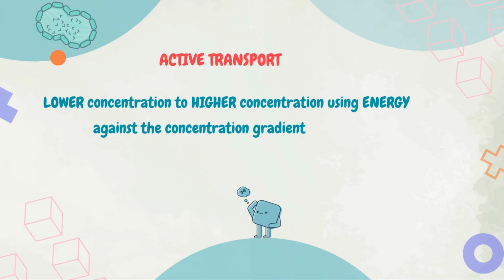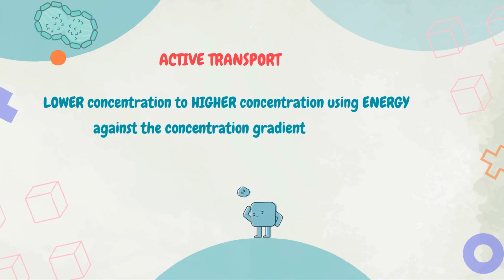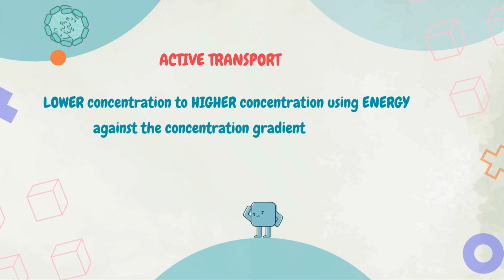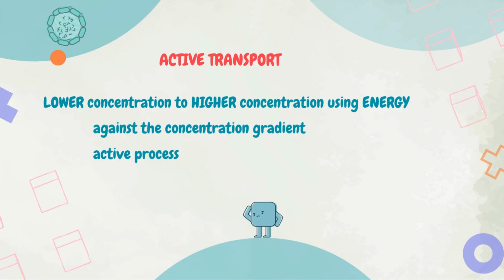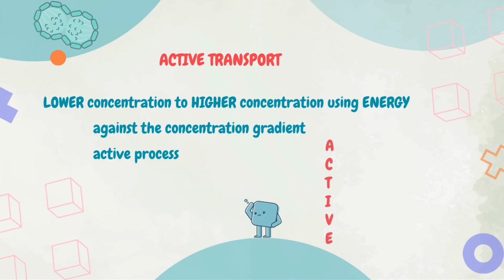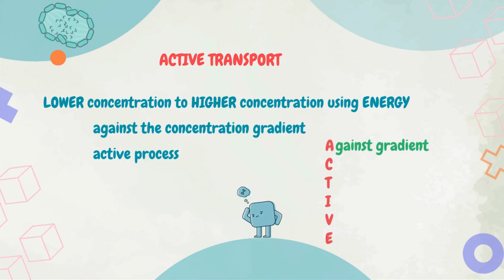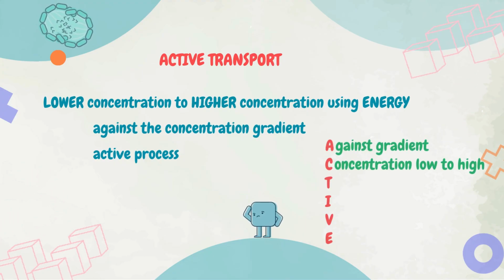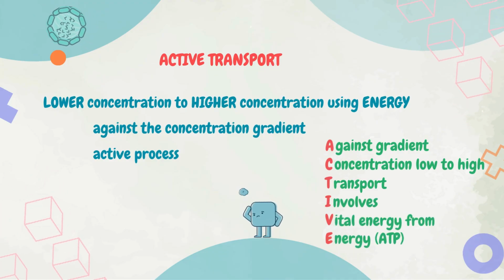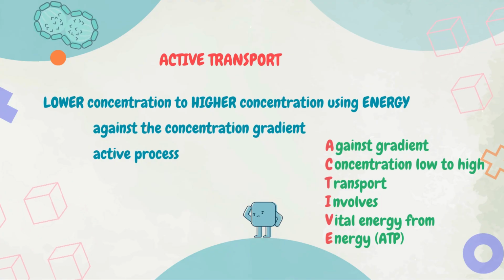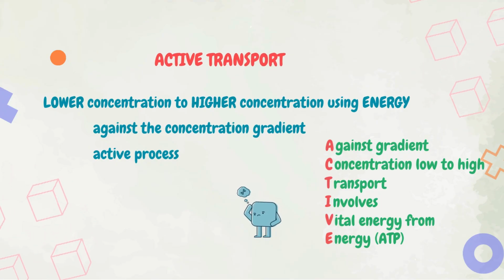During active transport, substances move against the concentration gradient. This means that substances move from where they are less to where they are more. Active transport is an active process, meaning that the process requires energy to take place. Here's a mnemonic magic: Active, Against gradient, Concentration low to high, Transport involves Vital Energy from ATP. Use that mnemonic to remember the entire process in a snap.